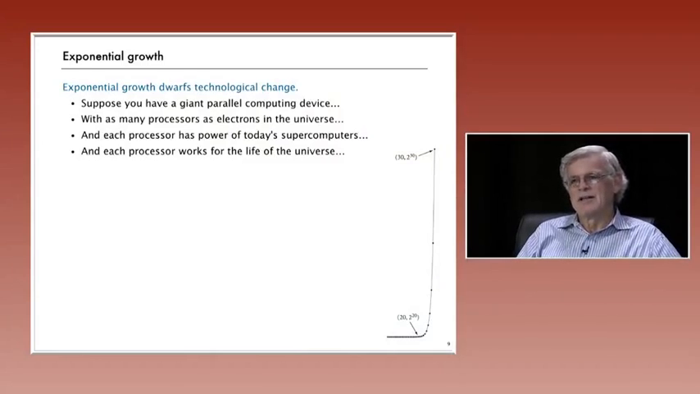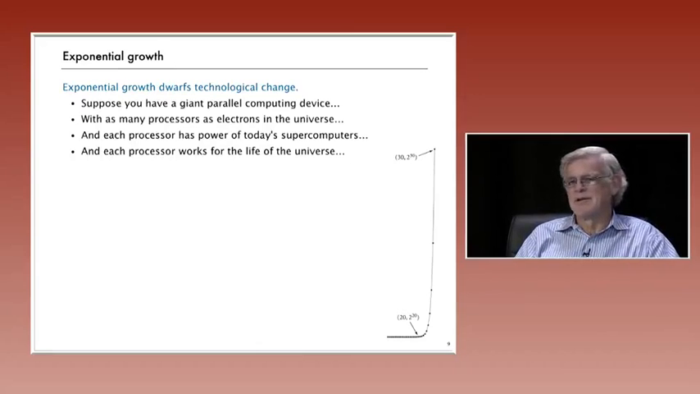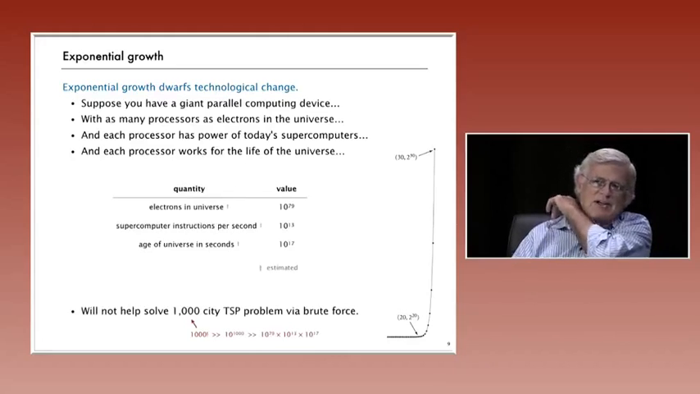So let's suppose, imagine that we had a huge, giant parallel computing device. And this thing is so big that it's got as many processors as there are electrons in the universe. So we have a supercomputer on every electron. And we'll put the most powerful supercomputer we can imagine today on every electron in the universe. And then we'll also run each processor for the estimated lifetime of the universe. So how big a problem could we solve?